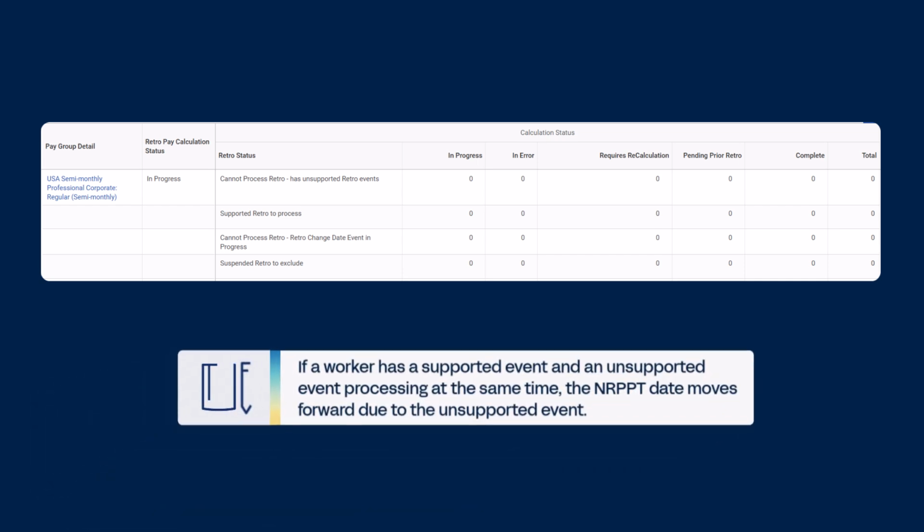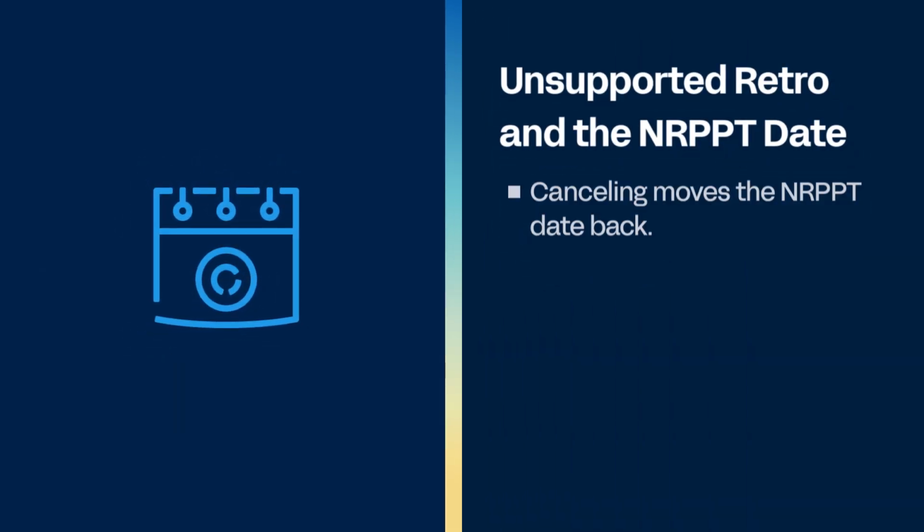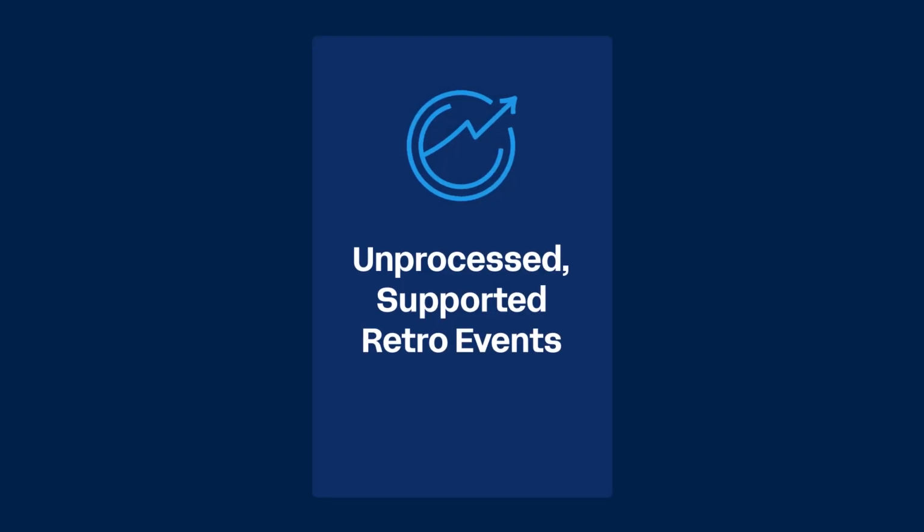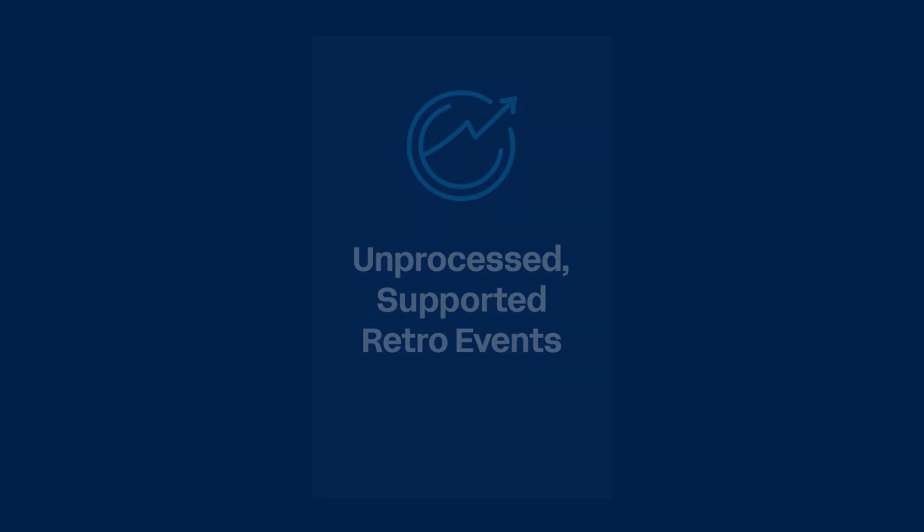Note: if a worker has a supported event and an unsupported event processing at the same time, the NRPPT date moves forward due to the unsupported event. If you remove the unsupported retro by canceling the retro calculation, the NRPPT date moves back. If you do not cancel the retro calculation, you must move forward with the process and allow the NRPPT date to move forward. Now, let's explore how Workday handles unprocessed, supported events.